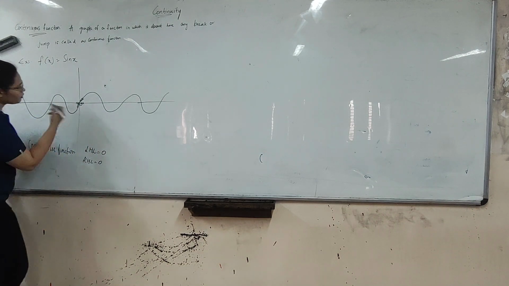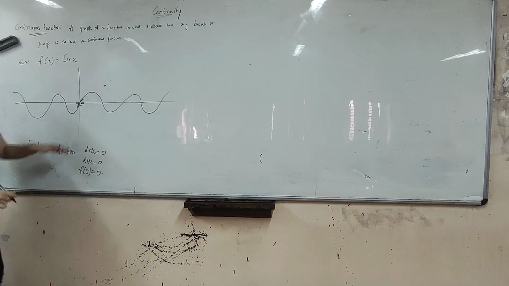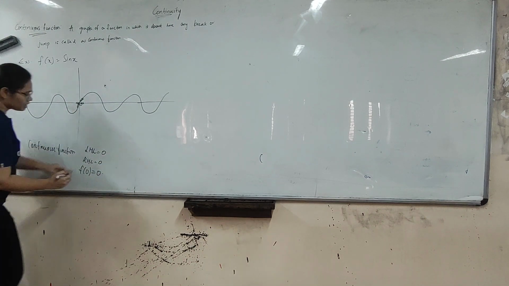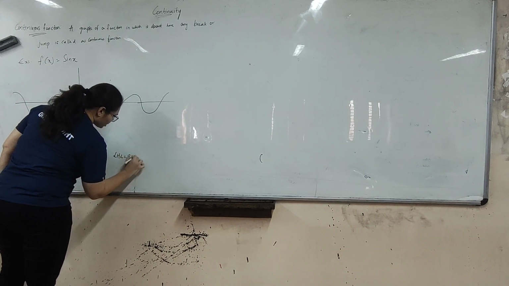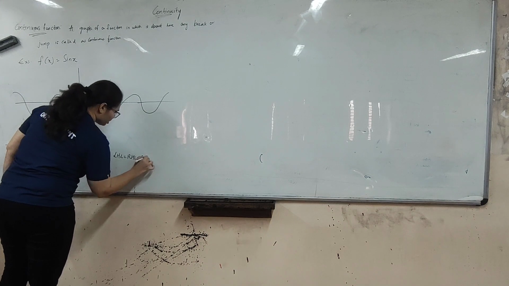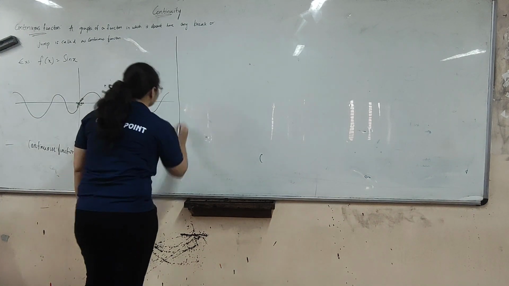And what is f of 0? f of 0 is also 0. So for this function, LHL equals RHL equals f of 0, right? Now let's see another example.